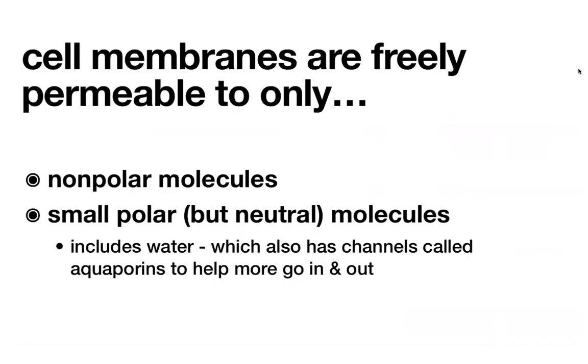Some membranes are only freely permeable, through simple diffusion, so things just moving through on their own. Only a few things can get through there, such as smallish nonpolar molecules, because remember, the lipids are mostly hydrophobic, even though they've got those hydrophilic heads, as well as small polar but neutral molecules. This includes water. Water also has channels called aquaporins to help more go in and out, but water can also diffuse to some extent through that membrane.